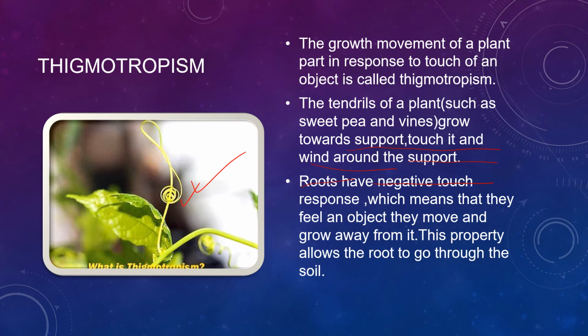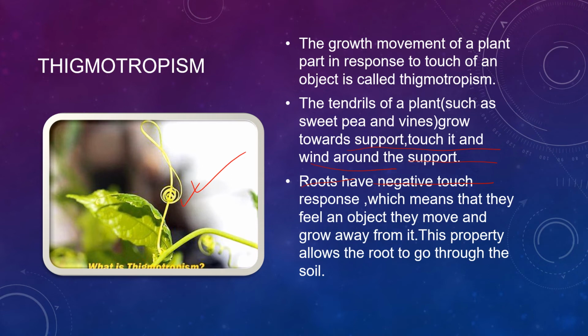If you have seen a tendril taking support of a stick or another plant, you have seen that the tendril will coil and try to catch hold of the object and tighten its hold. For example, the tendrils of plants such as sweet pea or vines are always growing towards the stick or the support, and if you touch it and wind it around that support, it will tightly hold that support.